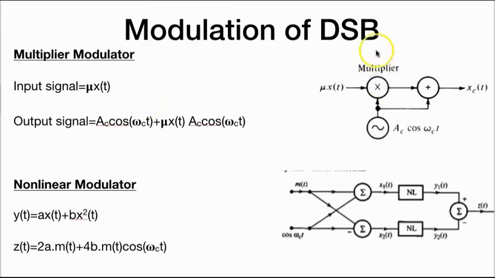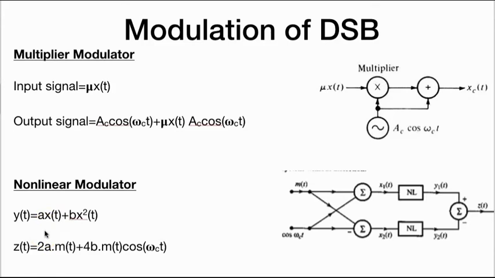First, talking about the double sideband, a multiplier modulator is used, having an input mu of xt and output AC cos omega ct plus mu of xt into AC cos omega ct. If you take AC cos omega ct common, you will get 1 plus mu xt. That is our output. By a non-linear modulator, with the help of the adders and a non-linear modulator, we'll get our message signal.